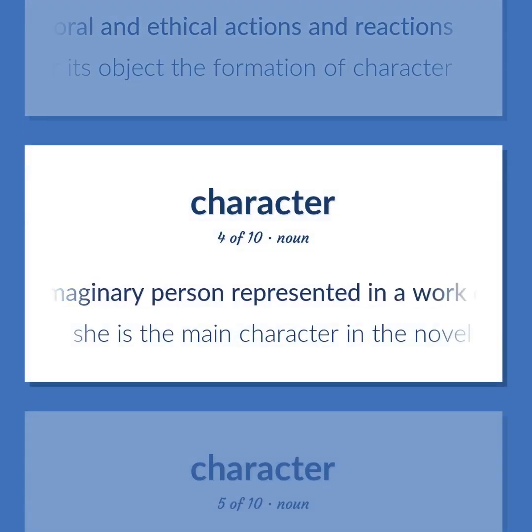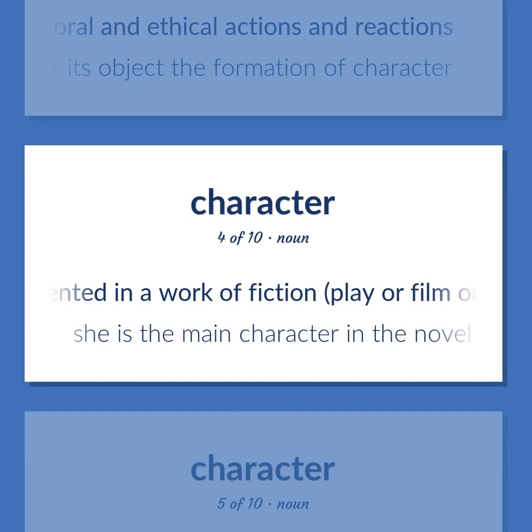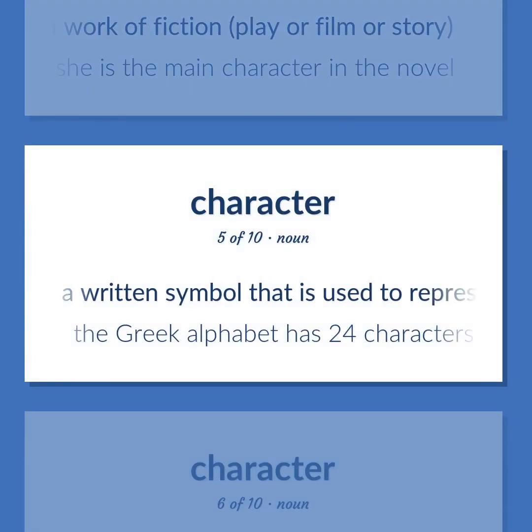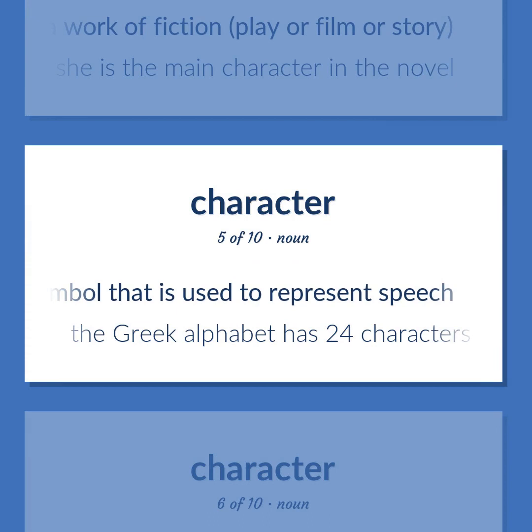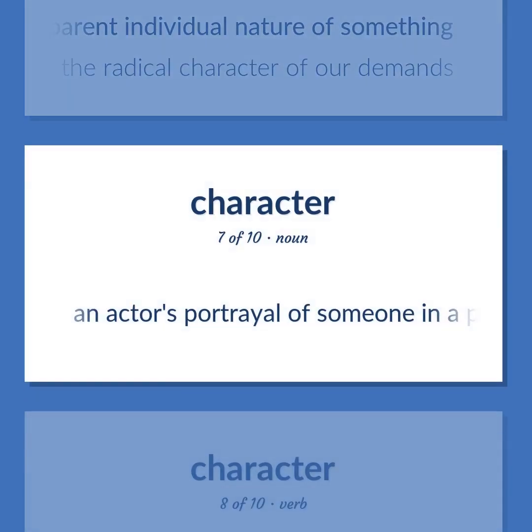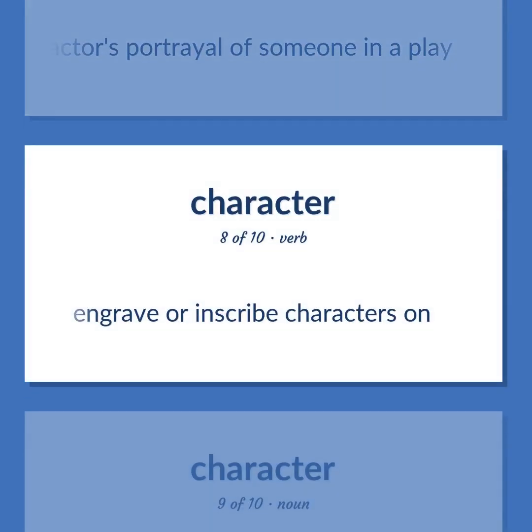An imaginary person represented in a work of fiction, play or film or story. She is the main character in the novel. A written symbol that is used to represent speech. The Greek alphabet has 24 characters. A characteristic property that defines the apparent individual nature of something. The radical character of our demands. An actor's portrayal of someone in a play. Engrave or inscribe characters on.